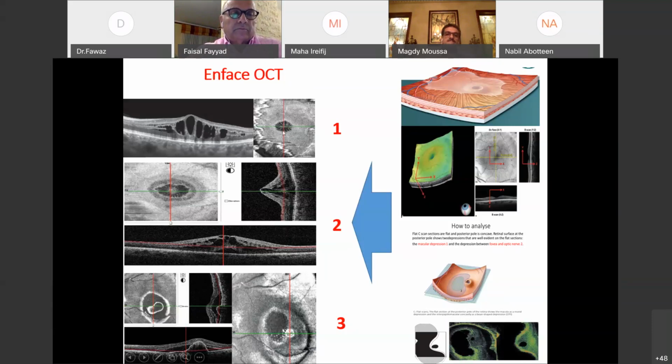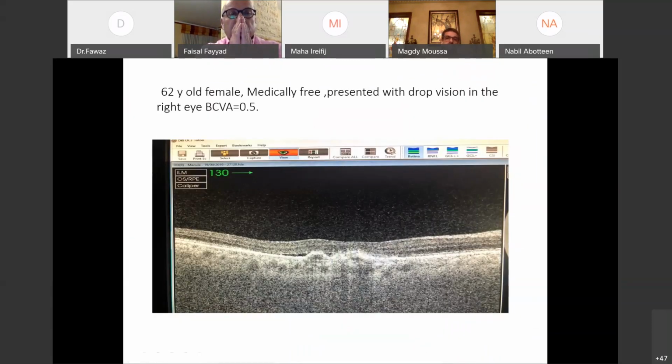And why am I highlighting this point? Because sometimes if we consider these cases as edema and keep injecting, the patient will not get any improvement. Also, the en-face OCT will be helpful in some cases, like the diagnosis of PCV, as I will show you in this case. This is just a simple case.